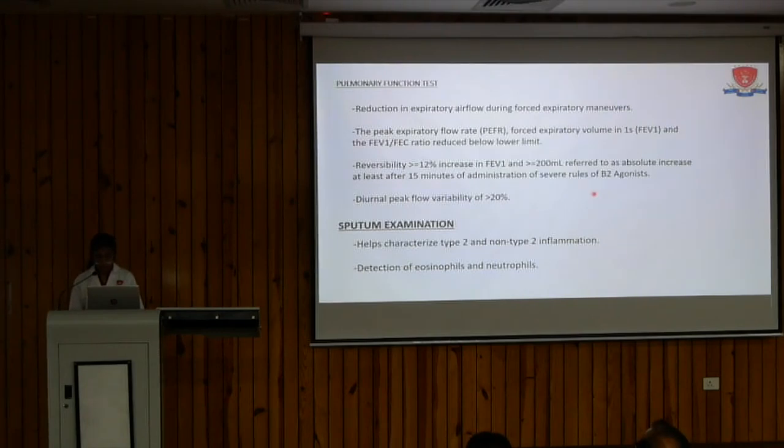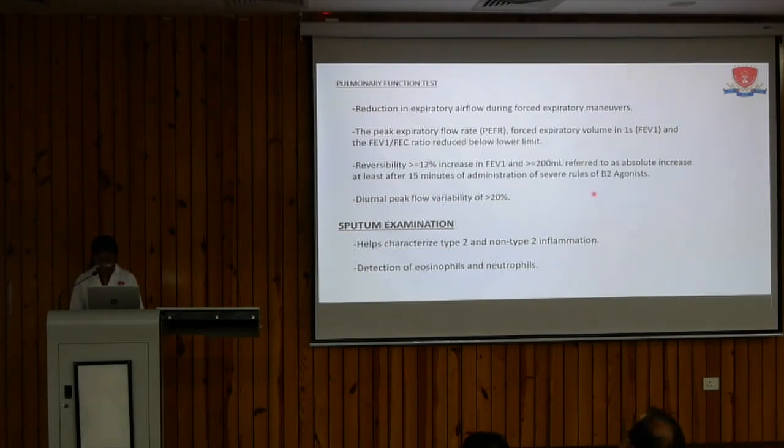Pulmonary function test: effective reduction of the airway lumen in asthma produces increased resistance to airflow, which can be detected as a reduction in expiratory airflow during forced expiratory maneuvers. The peak expiratory flow rate, forced expiratory volume in 1 second (FEV1), and FEV1 by FVC ratio are reduced below the normal limit.